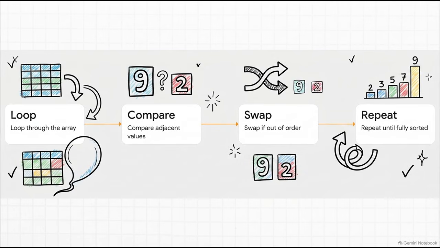Once your data is all neatly tucked inside an array, you're often going to need to organize it. One foundational way to do this is the bubble sort algorithm. The mechanism here is just beautifully simple. First, you loop through the array. Second, you compare 2 adjacent values right side by side. Third, if they're out of order, like say a 9 is sitting in front of a 2, you just swap them. And fourth, you repeat this whole looping and swapping process until no more swaps are needed. The larger numbers literally bubble up to the very end of the array until the whole thing is perfectly sorted.